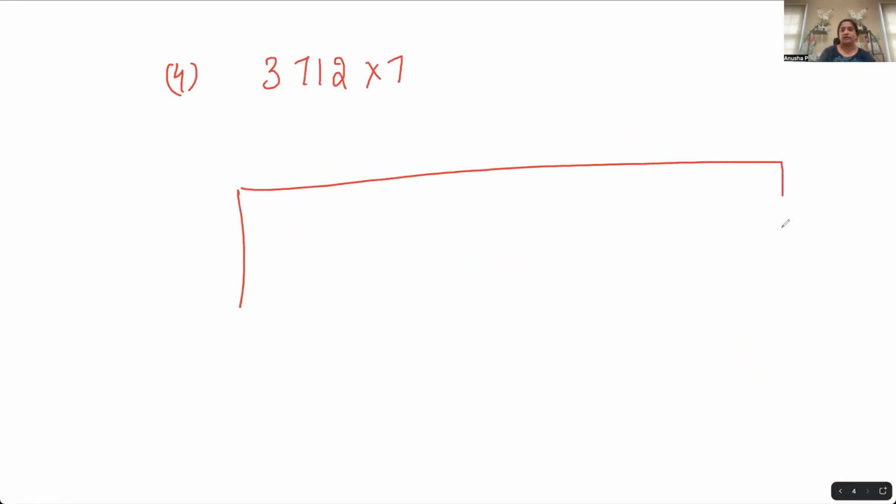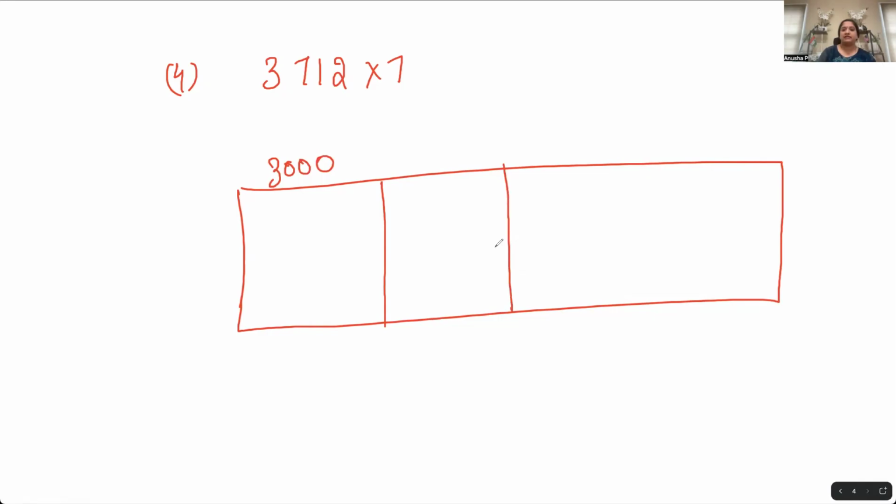The fourth example, 3,712 times 7. In order to multiply that, we will write 3,712 as 3,000 plus 700 plus 10 plus 2. And now we are multiplying it by 7.